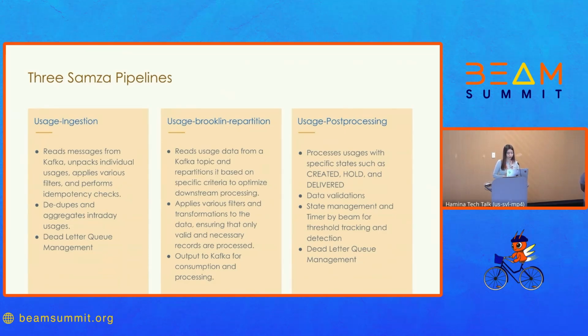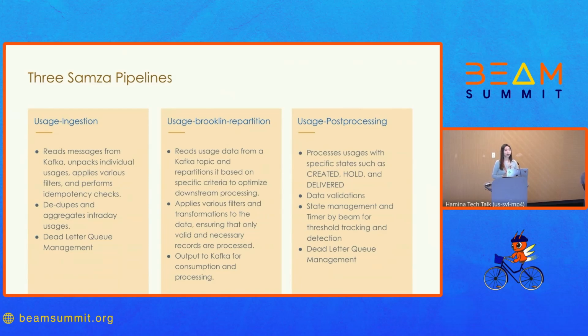It reads the usages from a Kafka topic and repartitions them based on specific criteria for processing, which is essential for improving the efficiency of the subsequent processing steps. The pipeline also applies various filters and transformations to the data to ensure only valid and necessary usage will continue to be processed. The pipeline also outputs the processed data back to Kafka for further processing.